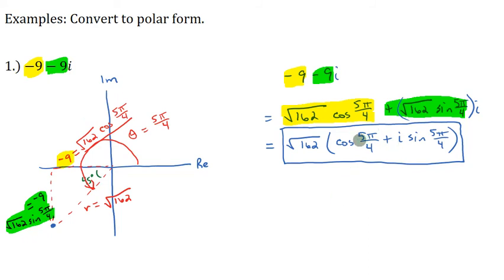And if you actually calculate the cosine of 5 pi over 4, calculate the sine of 5 pi over 4, and distribute the square root of 162, you will get -9 minus 9i. You could check that for yourself. Make sure your calculator's in radians mode if you're using a calculator. Okay, let's do the next one.